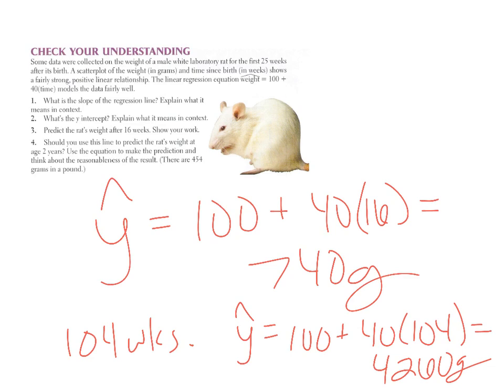This would be an example of extrapolation. We went out 25 weeks. We can't go out 104 weeks from there. So it would be an unreasonable thing due to our extrapolation.